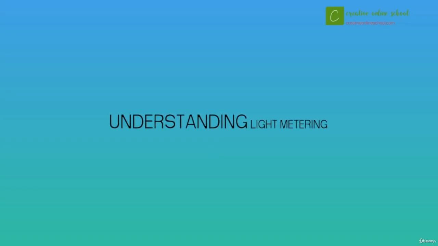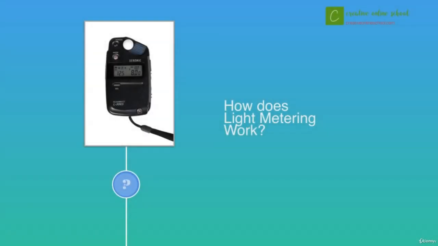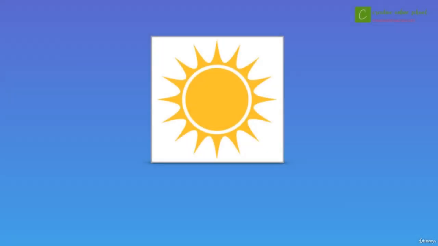This segment will be on understanding light metering. A light meter is a device that allows you to determine the shutter speed or aperture of a particular scene. Just like the internal light meter of your camera, a handheld meter determines the amount of light in a given situation. As we've covered before, with photography, what we're truly recording is light, so to find the correct exposure, we need to know how bright the scene is.